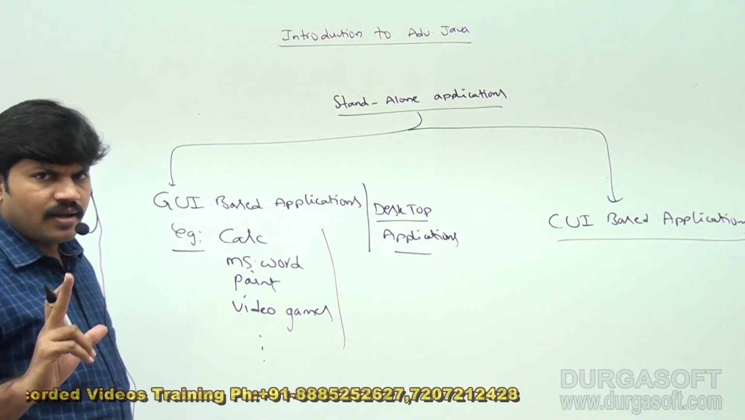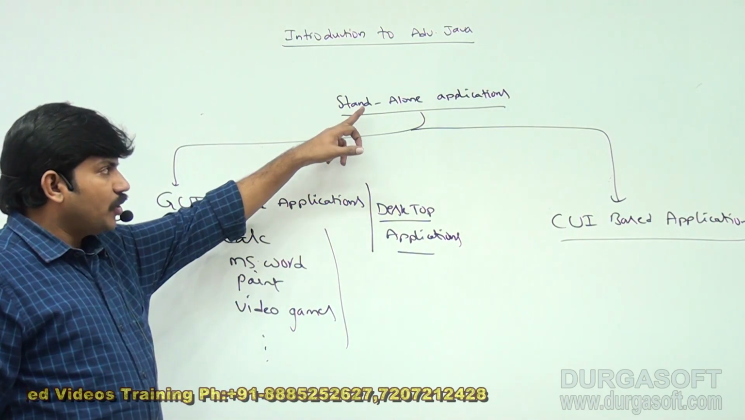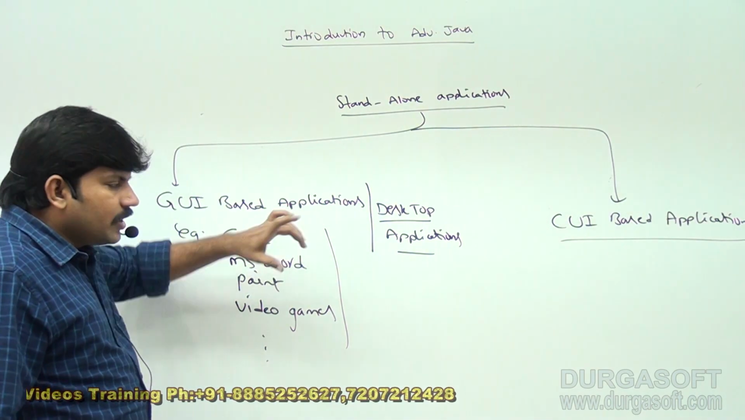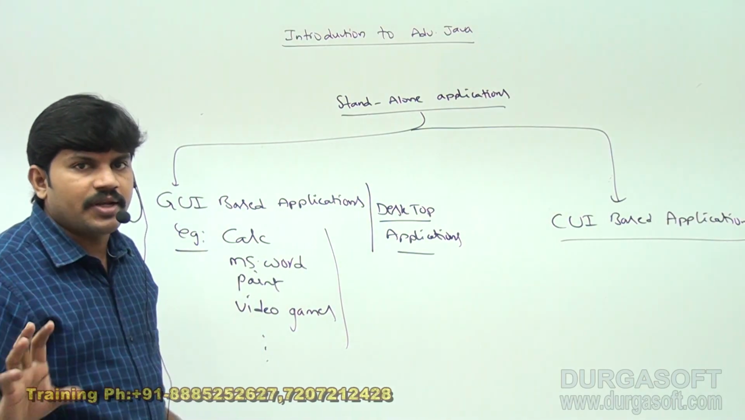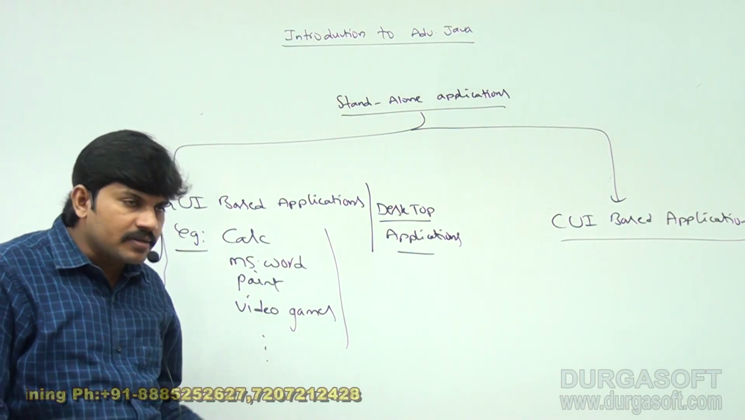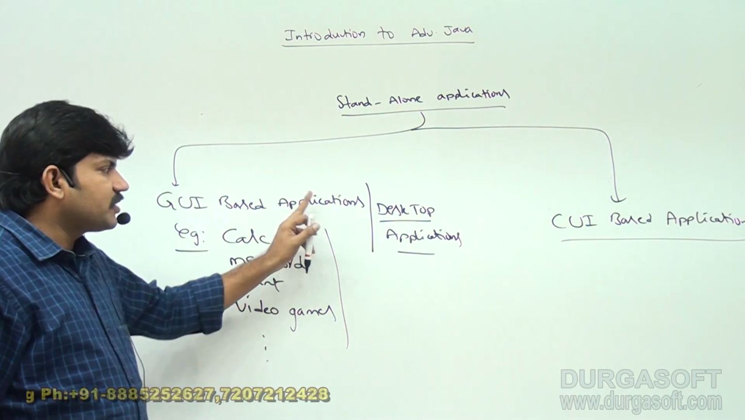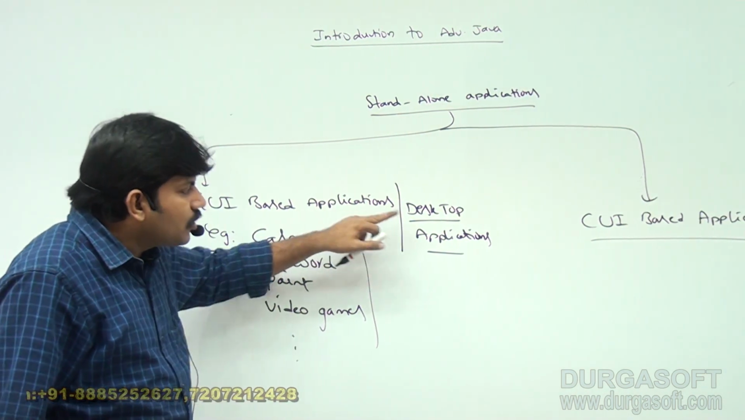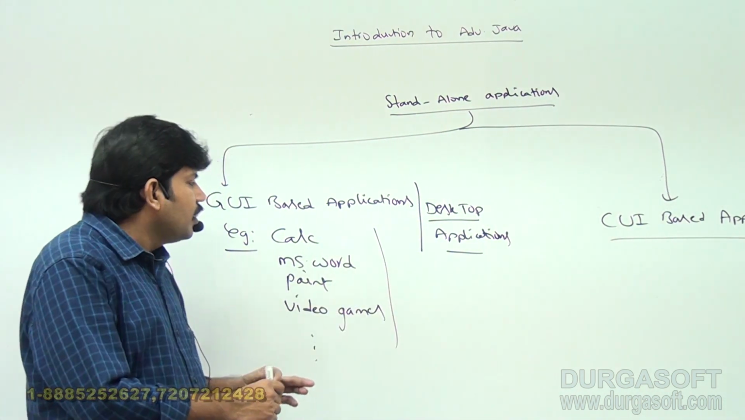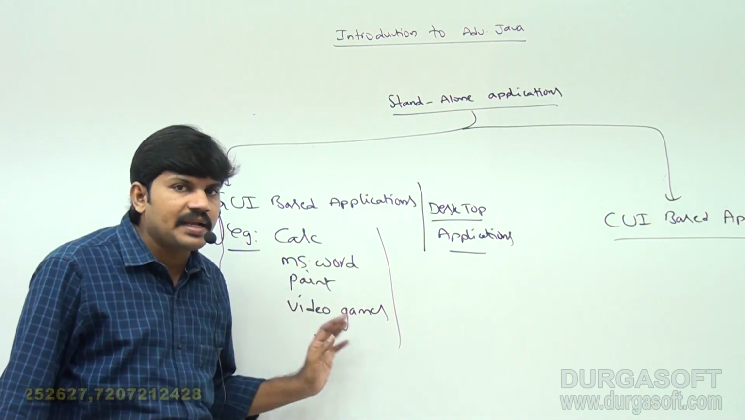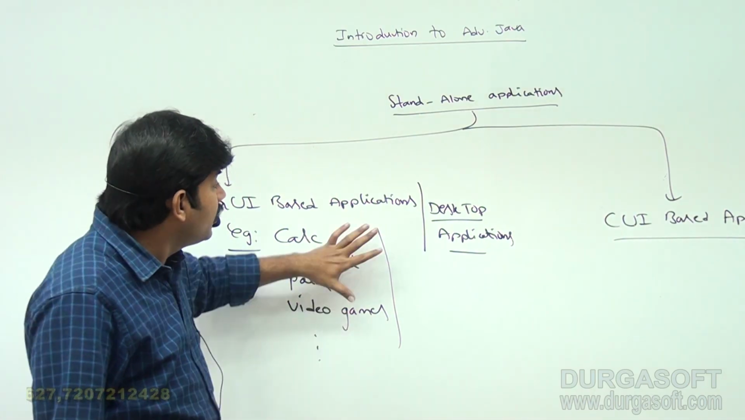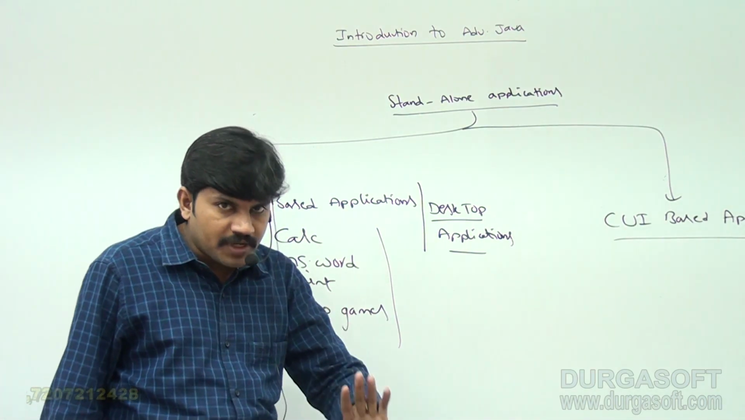So there are two types of standalone application. One is GUI based. With the colorful GUI screens we can operate the application. Those applications are called GUI based applications, which are also known as desktop applications. If you want examples: calculator, MS Word, Paint, video games. These kinds of things are by default considered GUI based applications, right?